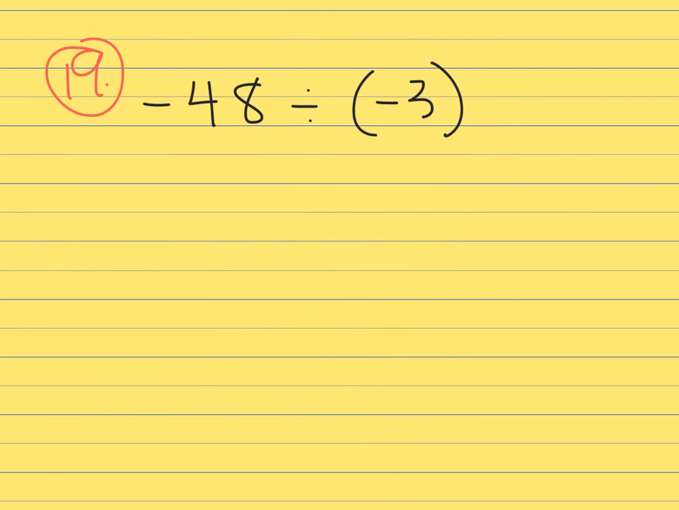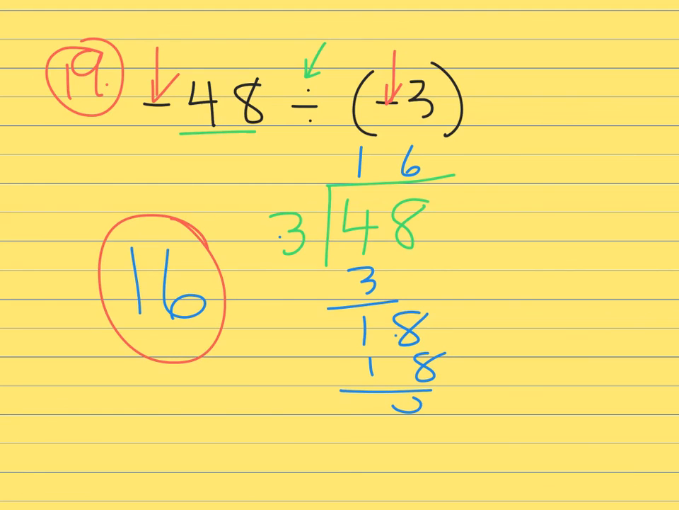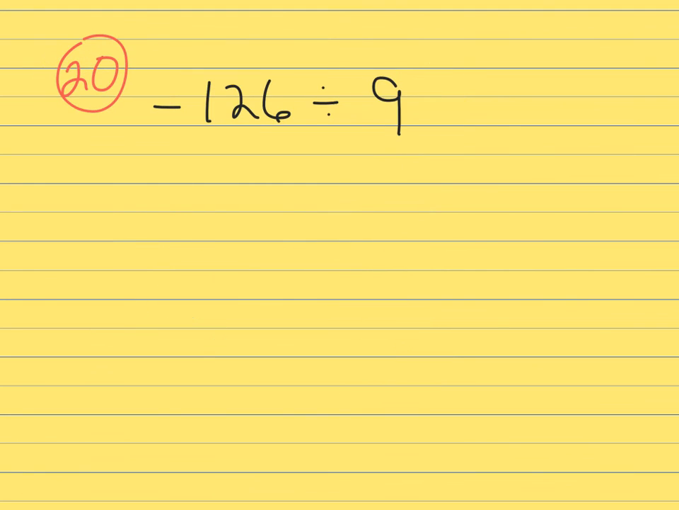This is division with integers, so I'm going to divide like normal. The 48 goes underneath because it comes first from left to right, and there's my 3. 3 goes into 4 1 time, 3, 1, 8. 3 goes into 18 6 times, it would give me 18. So the answer is going to be 16, but there's 2 negative signs, so it's going to be a positive 16.